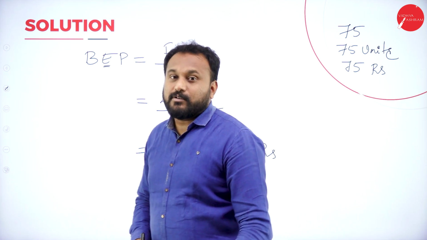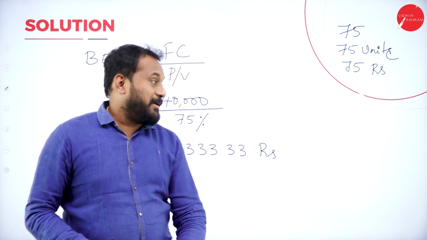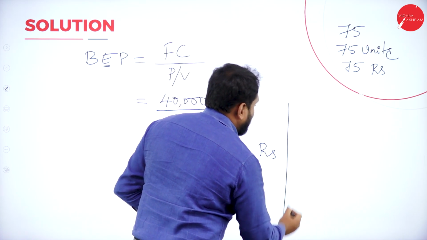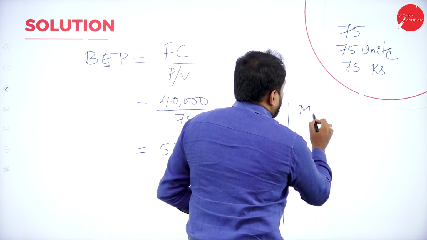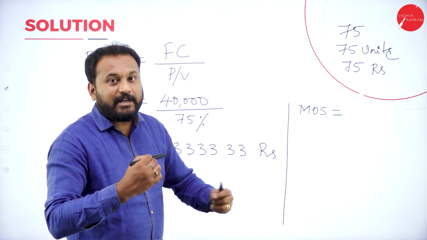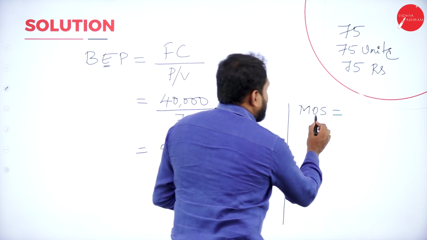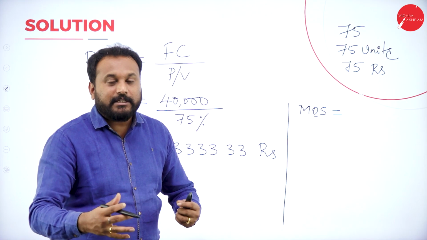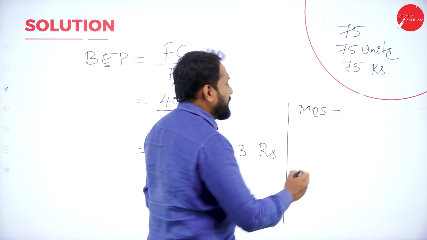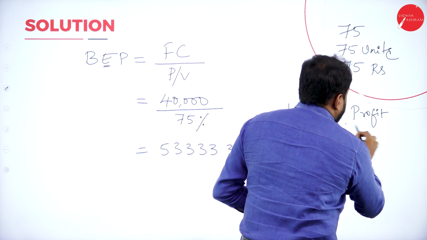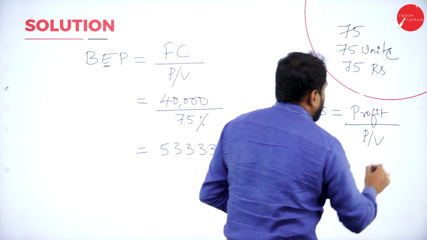Now I want you people to go with MOS. Now what exactly is this MOS all about? Let's go with the MOS calculation here. Now MOS is equal to, now you are supposed to tell me the formula. ACT, Abhilash Chandra tricks. That is, the middle alphabet is O. After O, what will come? A, B, C, D, E, F, G. After O, you get profit. So it is profit by PV. Profit by PV.